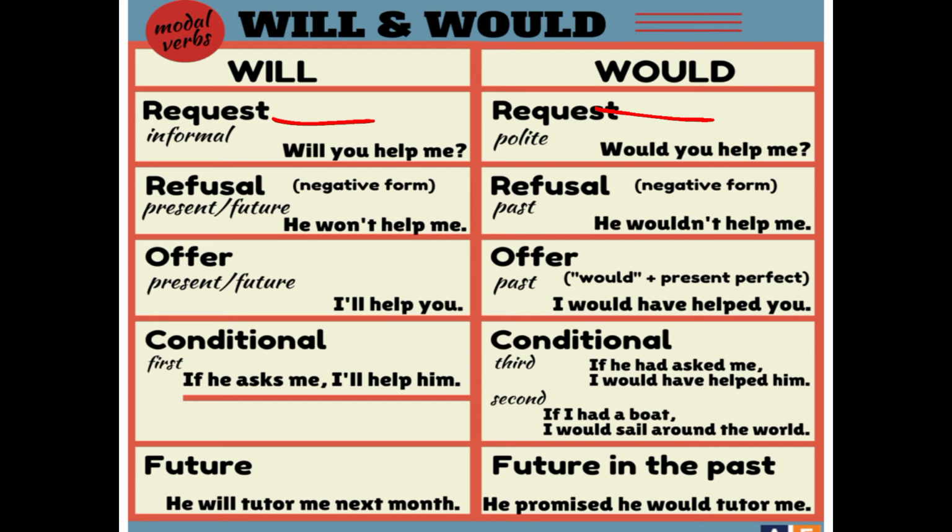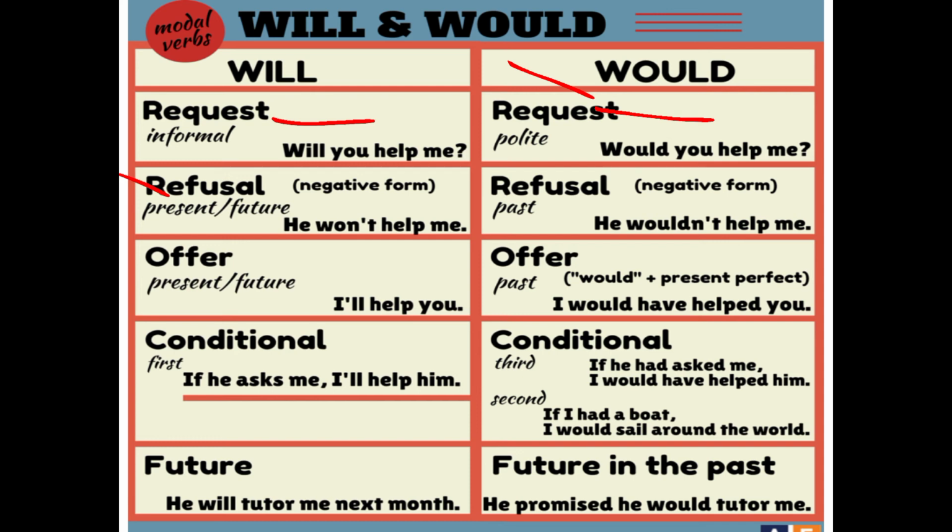Now come to this, that refusal. So if you are refusing something, we all know that "would" is the past form of "will". So "would" is the past form of "will". So if you are talking about anything which is in the past, or something that can happen in the future, or other things like an offer, then in those cases we will use "would".